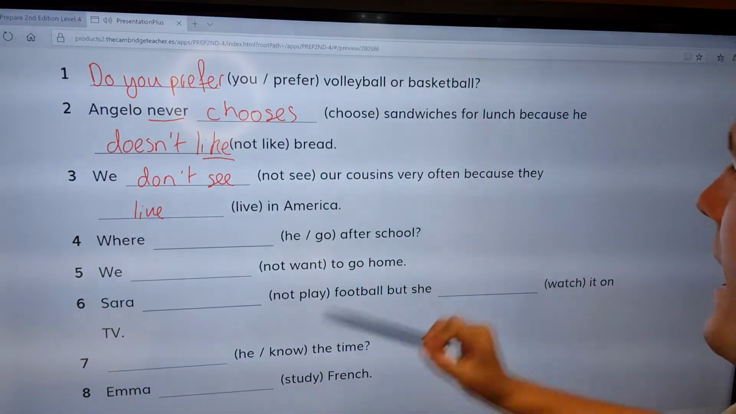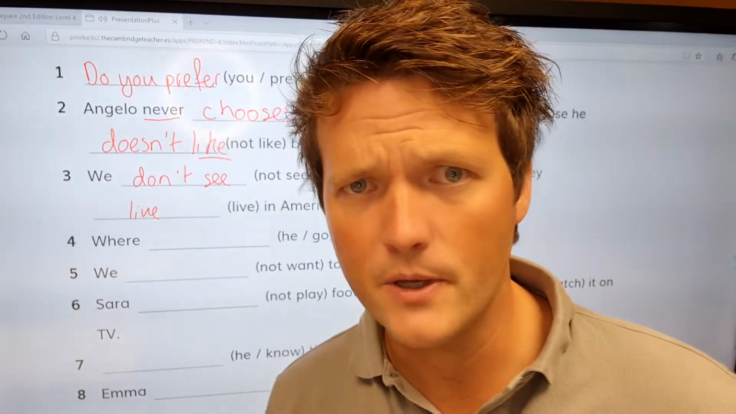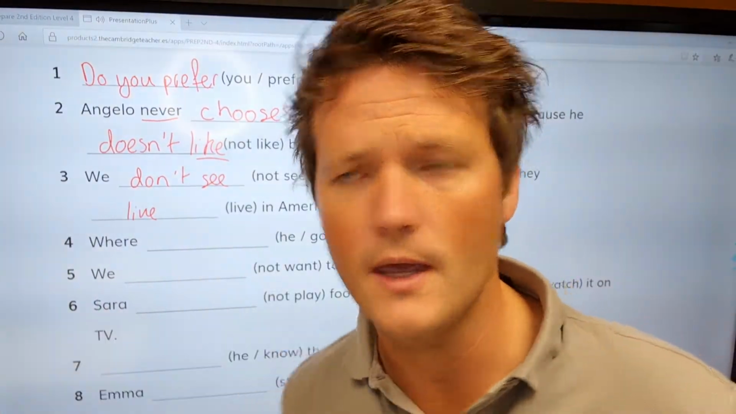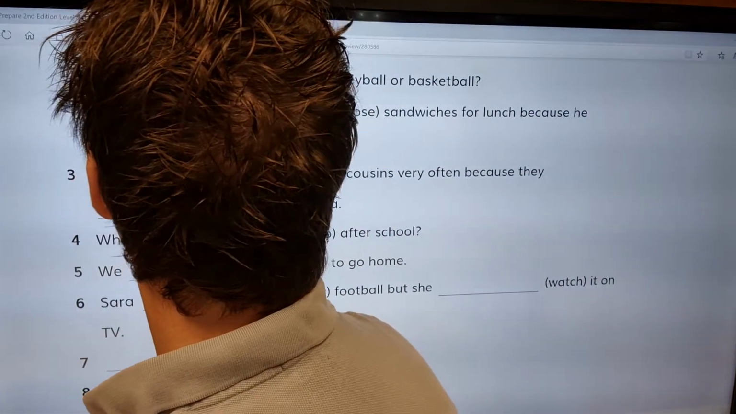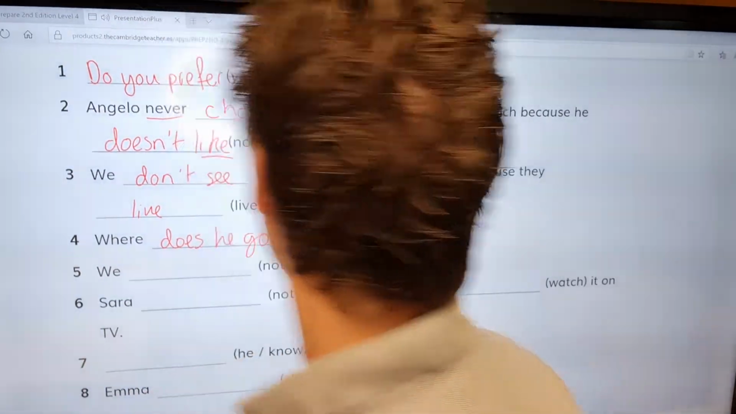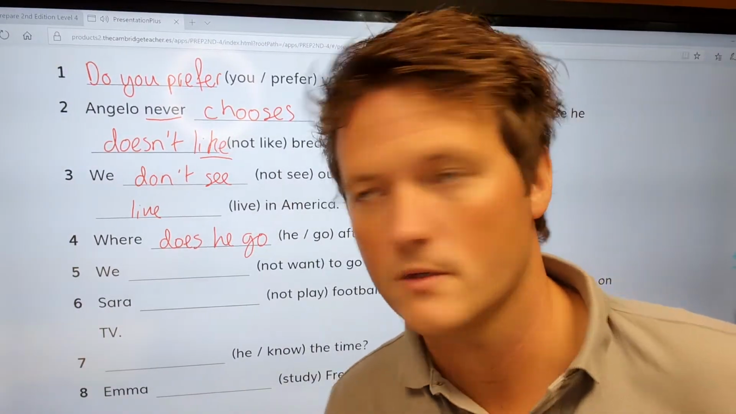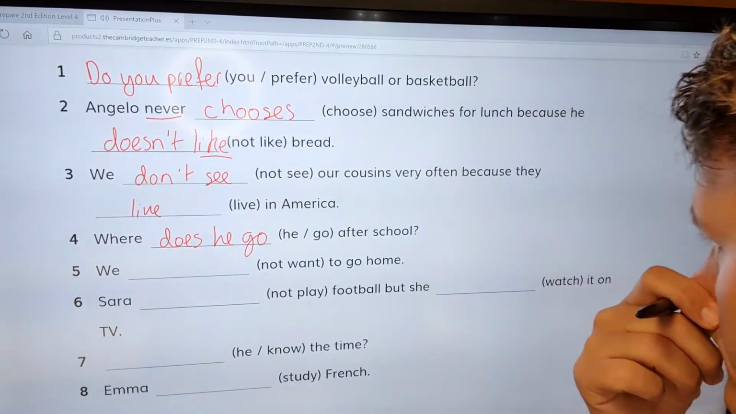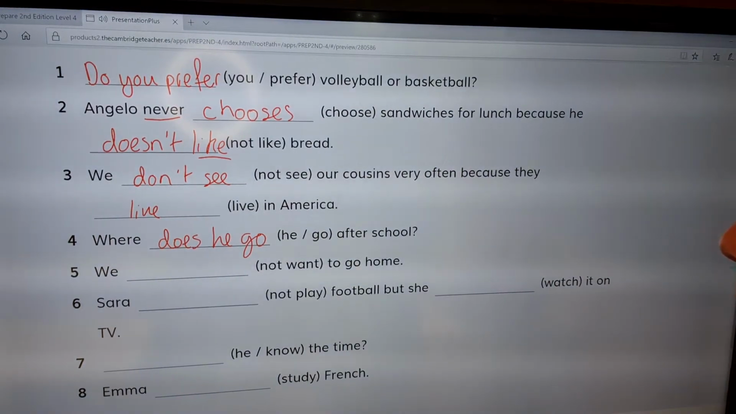Number 4 says, where he go after school? It's a question. It's in the third person. We're asking a question about him. Right? So, where does he go after school? Where does he go after school? I want to know where he goes. Where he gets to. Yeah? Every day, I guess, in general.